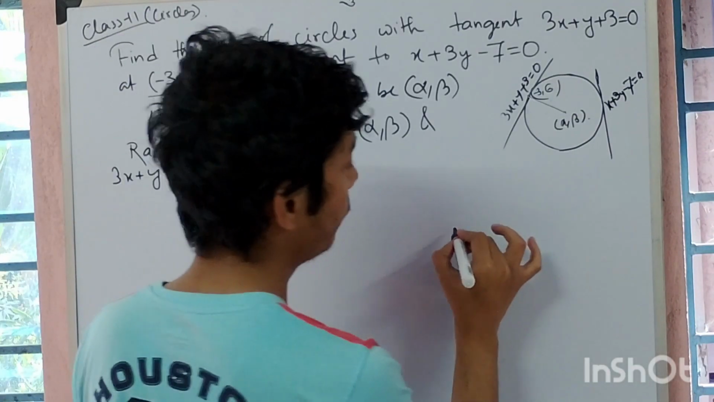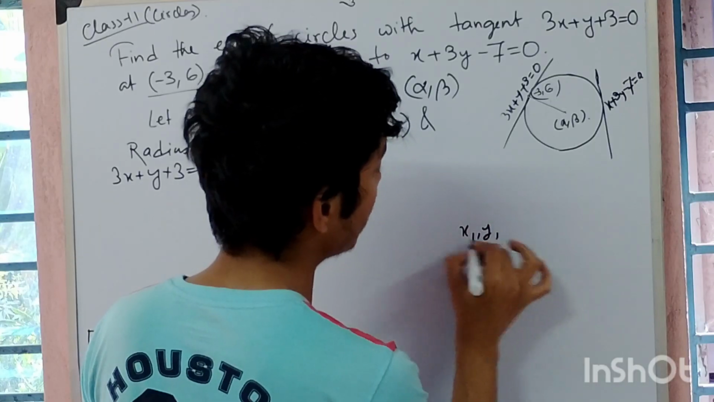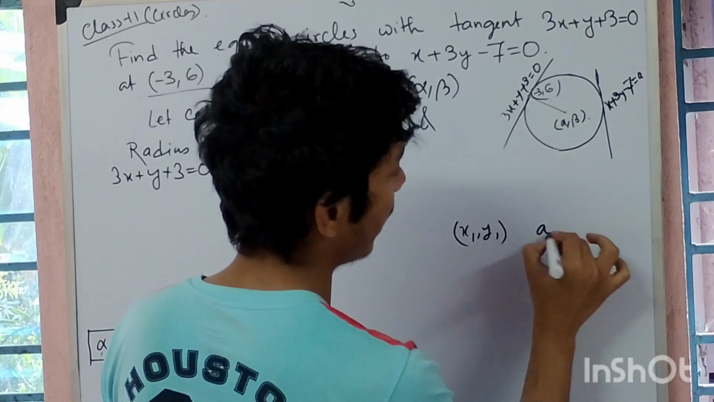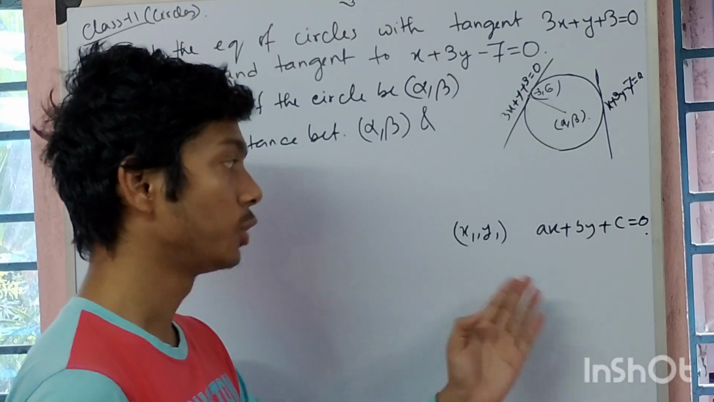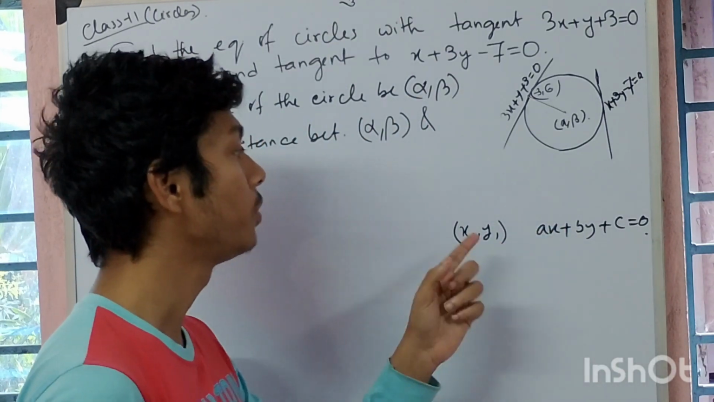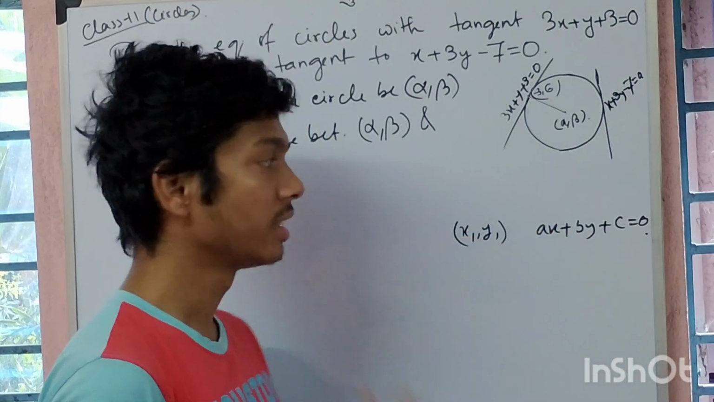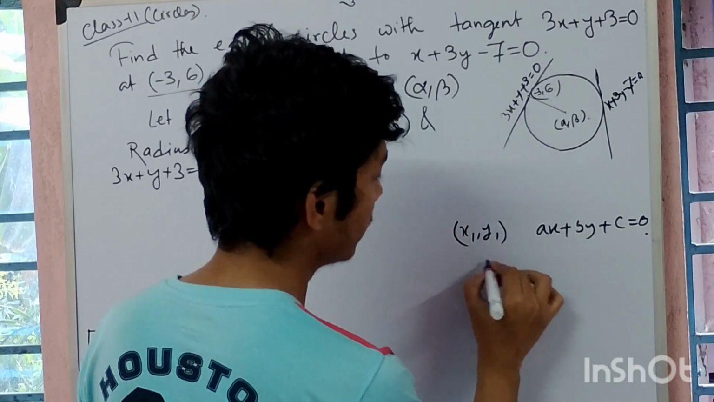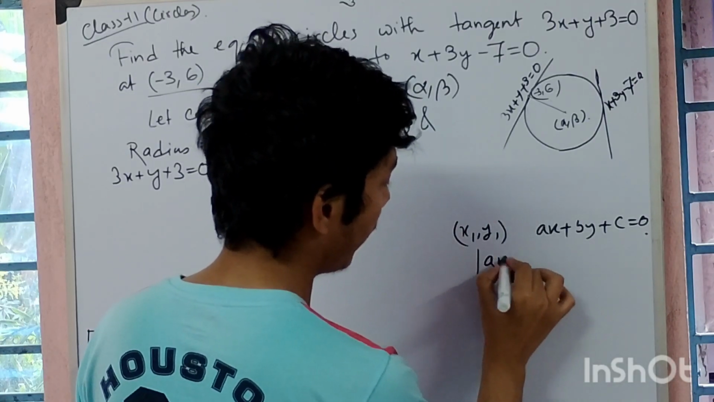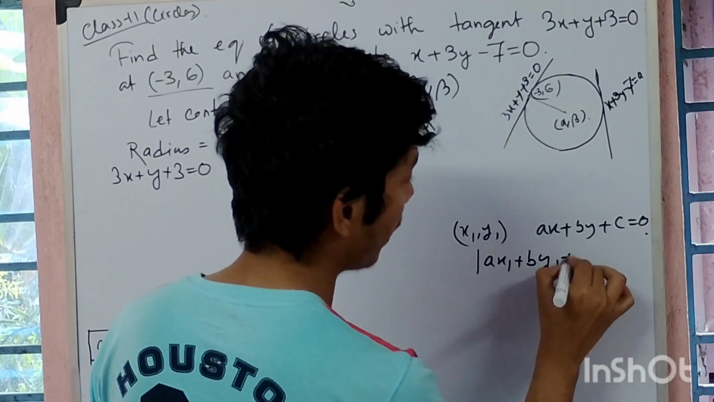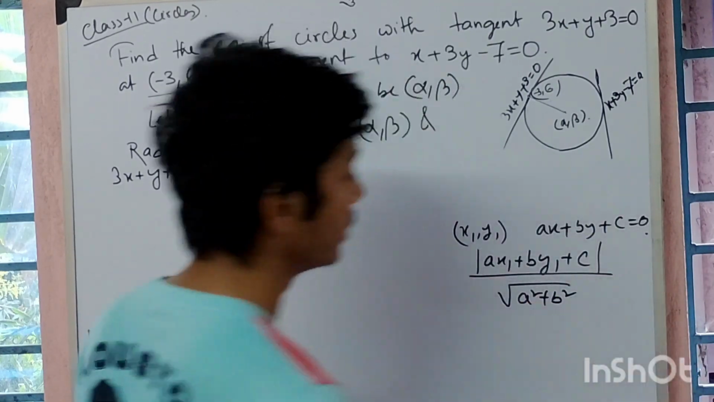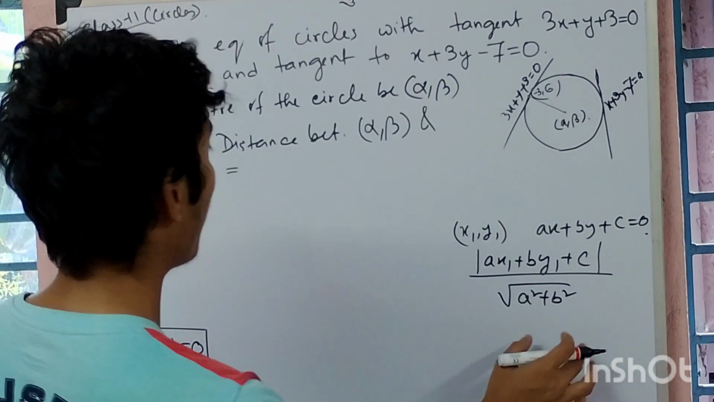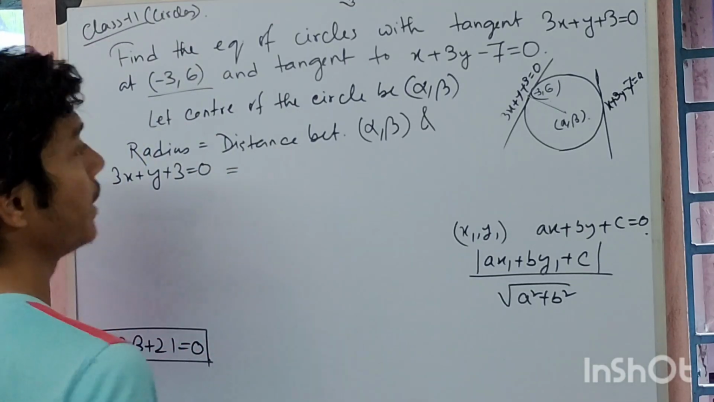First of all, if there is a point (x1, y1) and a straight line ax + by + c = 0, and you want to find the perpendicular distance between this point and this straight line, the formula is the modulus of (ax1 + by1 + c) divided by the square root of (a squared + b squared). This is the formula.